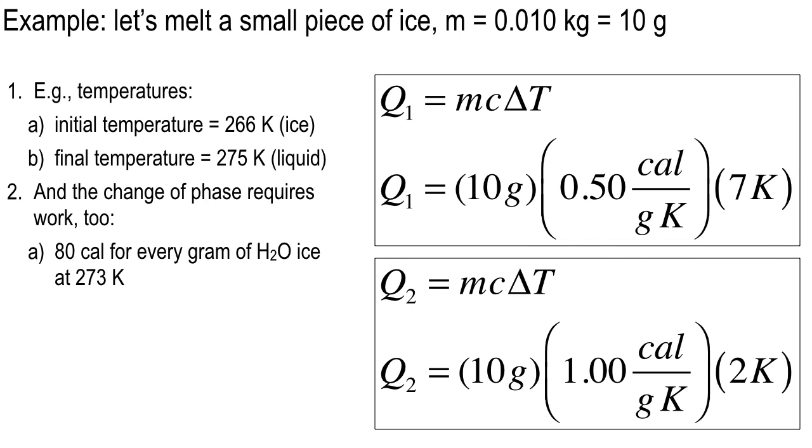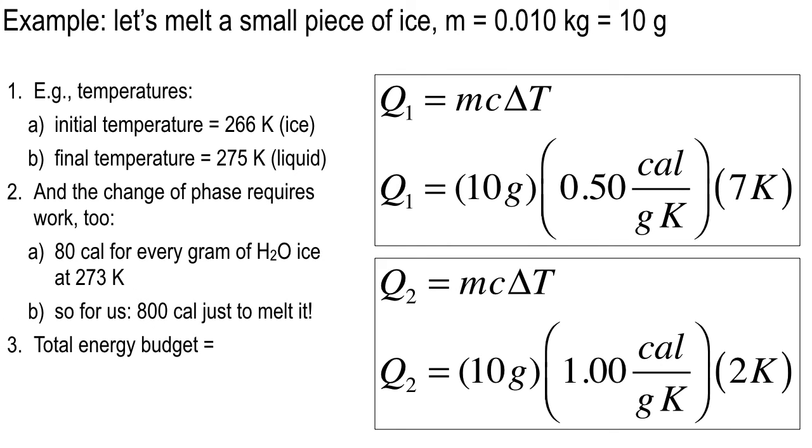Anyways, if you do these two calculations, 10 times 0.5 is 5. 5 times 7 is 35. So the first heat-up process requires 35 calories. The second heat-up process requires, 10 times 1 is 10. 10 times 2 is 20. So another 20 to get me up to 275 as water. But in between those two, I have to melt 10 grams. All right, so the change of phase requires work, and as I mentioned, for every gram, it takes 80 calories to bust up those intermolecular bonds and melt it. Now 80 times 10 is 800. And it's kind of interesting, for this process, most of the energy budget is in the melting. Melting requires a lot of energy for water anyways.